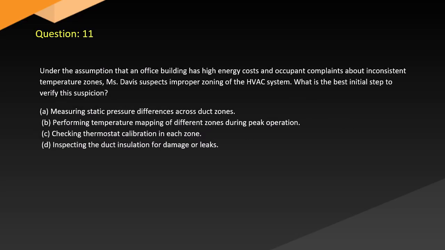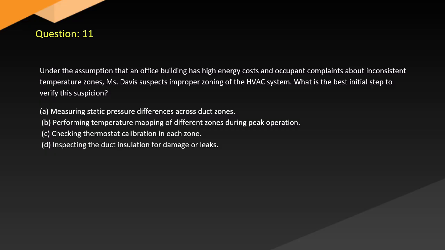Question 11. Under the assumption that an office building has high energy costs and occupant complaints about inconsistent temperature zones, Davis suspects improper zoning of the HVAC system. What is the best initial step to verify this suspicion? A. Measuring static pressure differences across duct zones. B. Performing temperature mapping of different zones during peak operation.